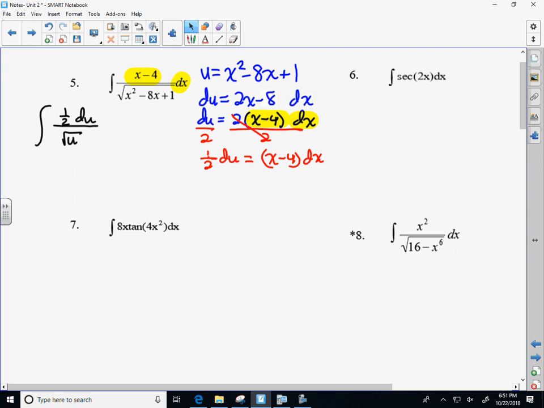All right, so this is the same. Oh, I didn't turn on the marker. Same as the antiderivative of 1/2 u to the negative 1/2 du.